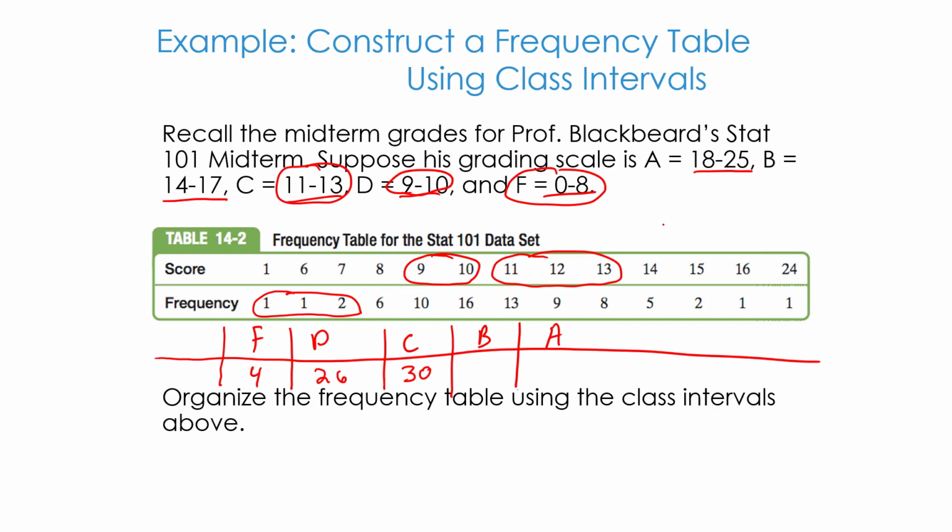Okay, and then everything from 14 to 17 is a B. So 14 to 17 would include all of these. And so that's 5, 7, 8. And then there is only one A, right? So everything 18 to 25 is an A, but there's only one. And so there we go.